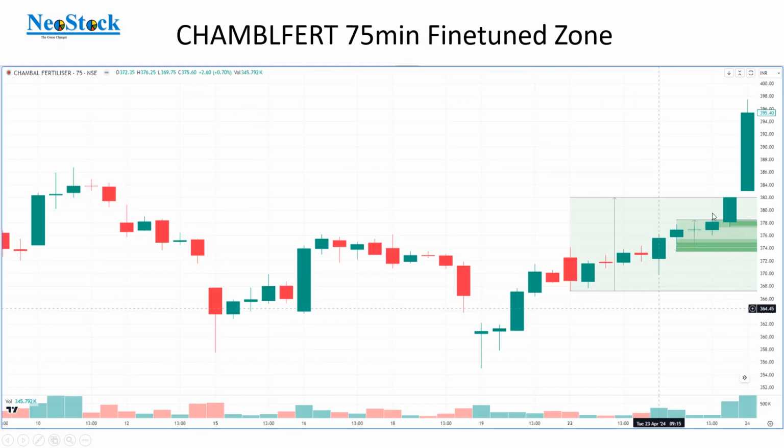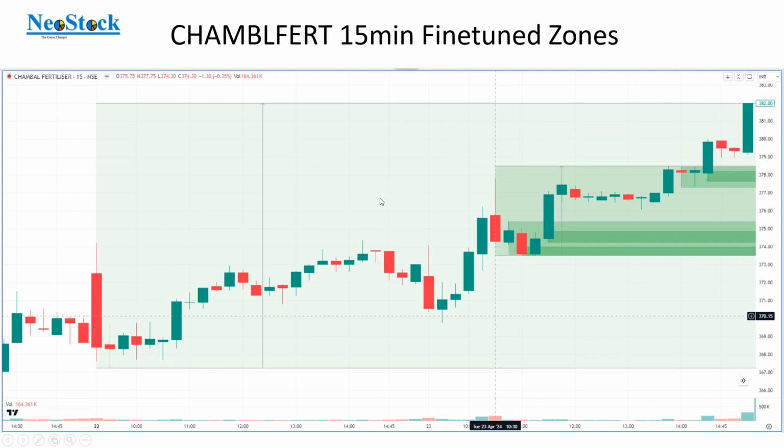See here we have a 75 minute zone. We have a rally, 3 base candles and a rally and follow through candle. And again in the 15 minutes time frame, we have identified 2 15-minute zones here. The first one, this is the leg candle. You can say these 3 are base candles and a rally candle. This is one fine-tuned 15-minute zone. The second fine-tuned 15-minute zone, because everything is inside the 75-minute zone: we have a rally, 2 base candles and again a rally.